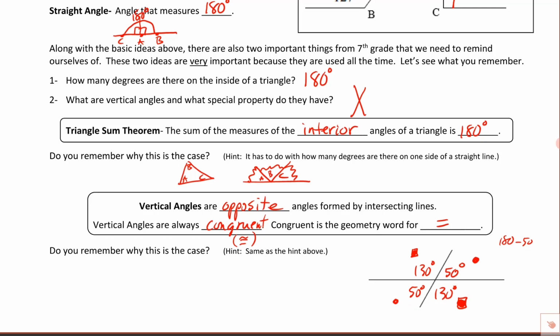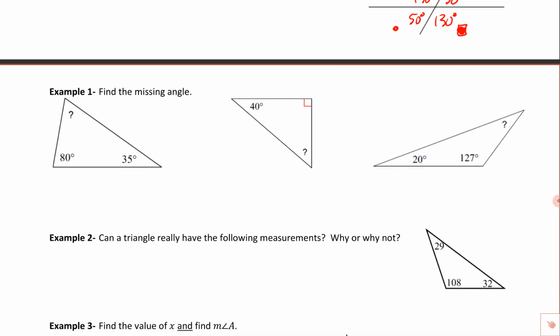So I'm going to flip over to the other side, and let's use that information, the Triangle Sum Theorem and vertical angles, and let's see if we can figure out some problems. This one says find the missing angle. So you'll notice that we've got 80 degrees right here, 35 degrees right here, and we're missing that angle there.